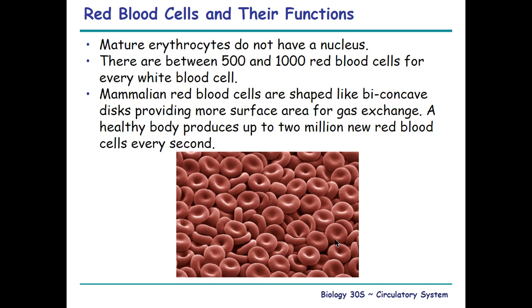Mature erythrocytes do not have a nucleus. There are between 500 and 1,000 red blood cells for every white blood cell. Mammalian red blood cells are shaped like biconcave discs, look like little donuts, providing more surface area for gas exchange. A healthy body produces up to 2 million new red blood cells every second.